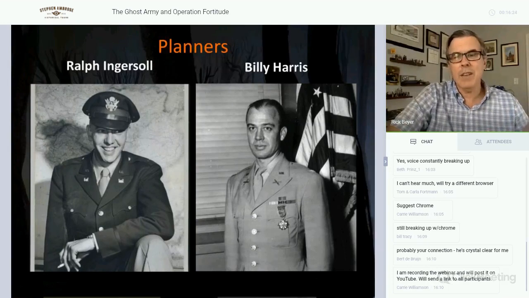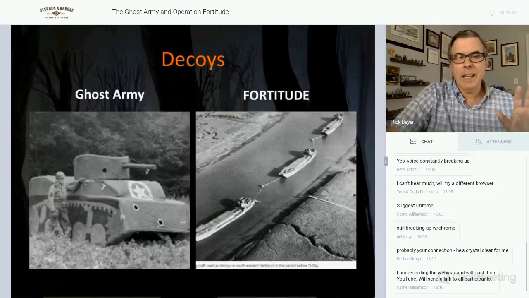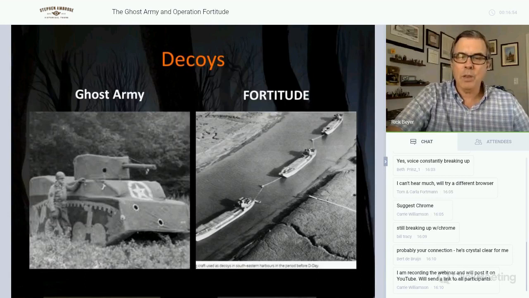A second connection involves decoys. It's slightly convoluted to get there, but bear with me for a few seconds and I'll explain what I'm talking about. Both of these deceptions use decoys. The Ghost Army, of course, uses inflatable tanks and trucks and the like to fool the Germans on the battlefields of Europe. Operation Fortitude uses inflatable landing craft, what they call the Big Bobs, many inflatable landing craft that they had tied up in harbors along the English Channel.